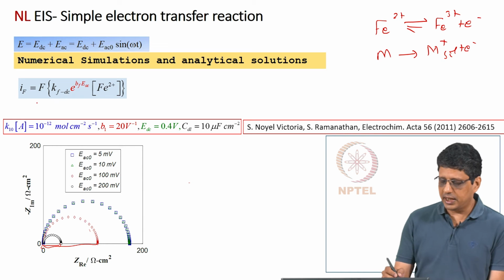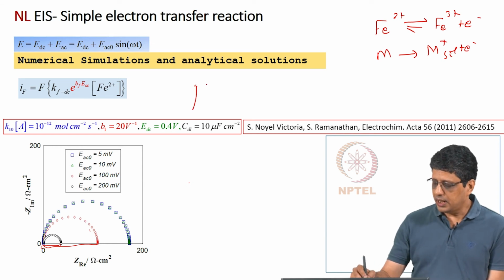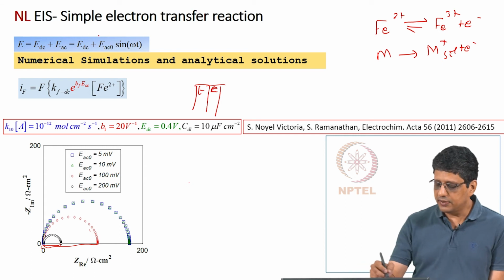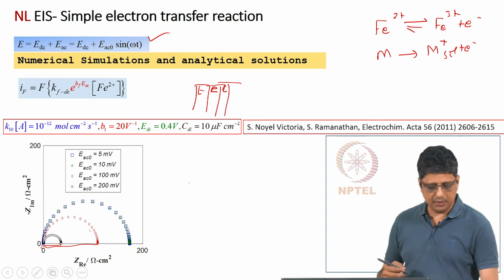So, essentially what is done is, we get a time, we calculate the potential using the first expression, we calculate the current using the second expression, and then we subject this to Fourier transform.